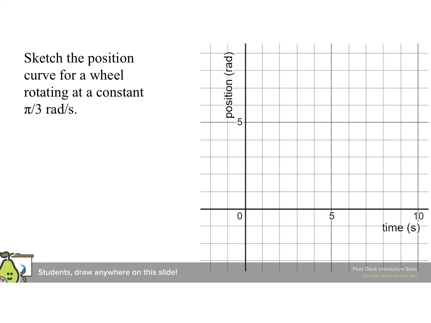All right, here it says sketch the position curve for a wheel rotating at a constant pi over 3 radians per second. So I want to draw a line that has pi over 3 as its slope, which is hard to do. Pi over 3 is something like 1, but a little bit more.